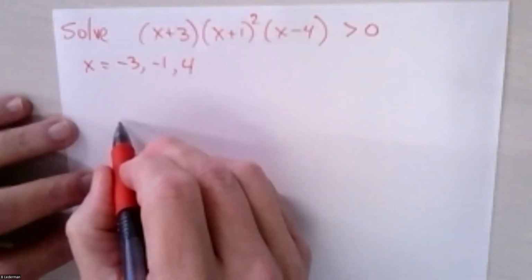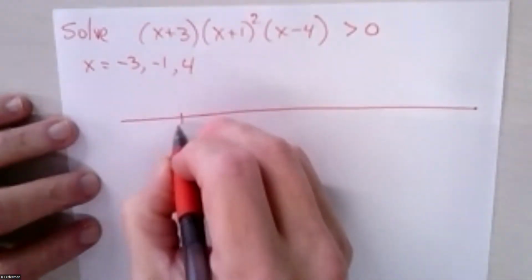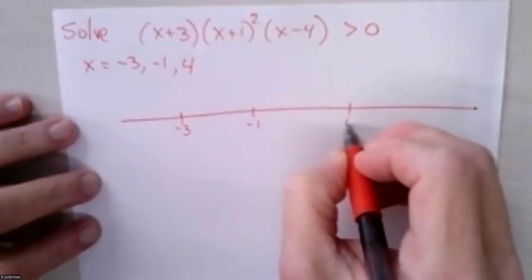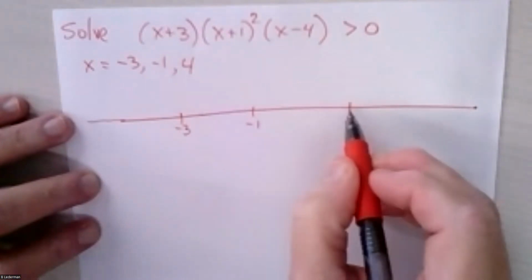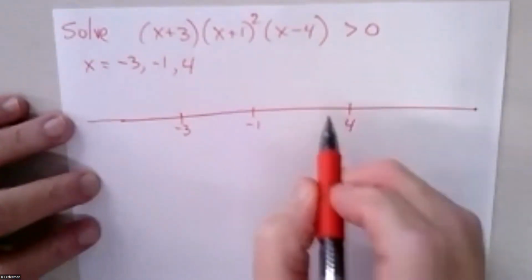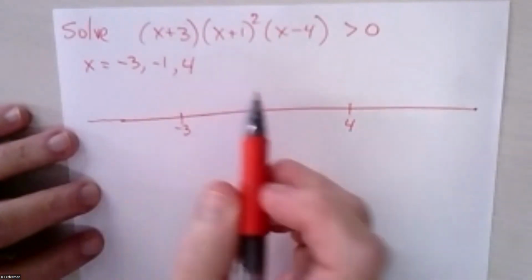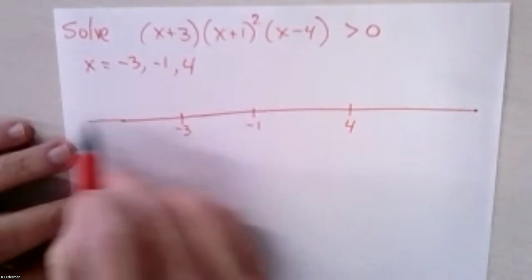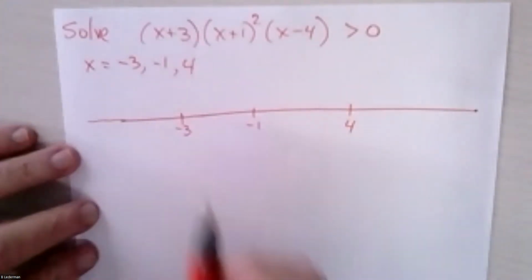Now, what this does is that this takes the number line and divides it at -3, -1, and +4. It actually divides it into 4 different regions. And what I'm going to do is take a test point in each region, and we're going to see if this thing is positive or negative in that region. And by the way, I'm saying region. The proper term would be interval. This interval.